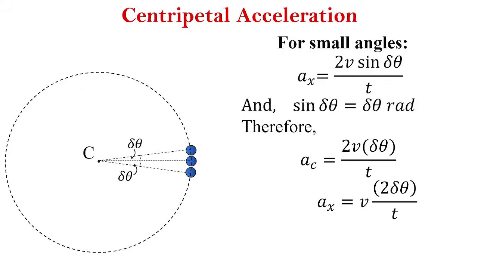Angular displacement. This is nothing other than angular displacement. Okay. Why? Because it starts from here, reach to there. So 2 delta theta is angular displacement.